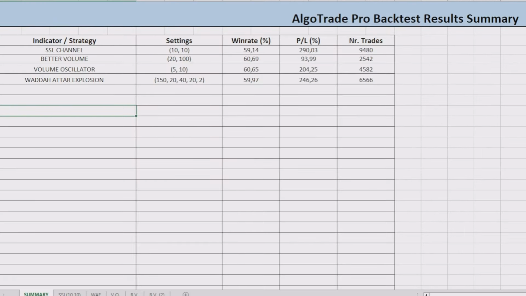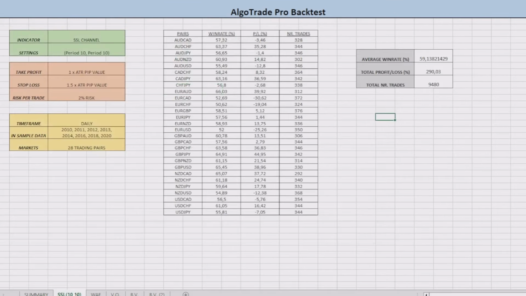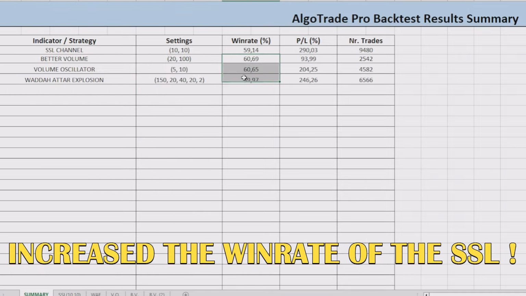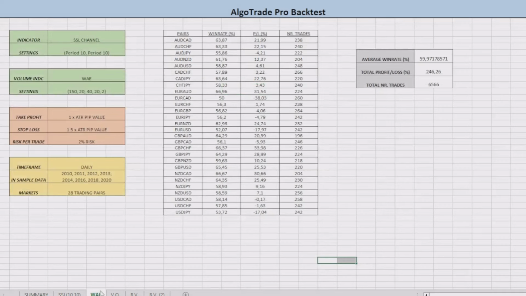Here are the backtest results from our 3 volume indicators. I remind you that the win rate of the SSL channel alone was 59.14%, and in this way we can see that all the volume indicators increased the efficiency of this indicator. With the Waddah Explosion, the win rate increased to 59.97%, with the volume oscillator increased to 60.65%, and with the better volume increased to 60.69%.